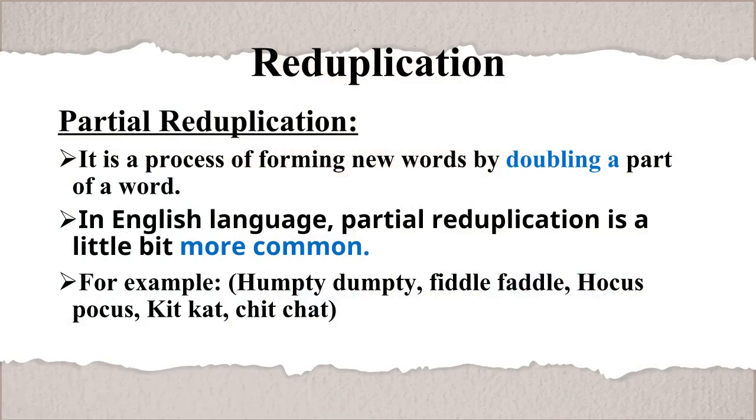And the second type is partial reduplication. It is a process of forming new words by doubling a part of a word. In the English language, partial reduplication is a little bit more common. For example, Humpty Dumpty, Fiddle Faddle, Hocus Pocus, Kit Kat, Chit Chat. In all these words, it can be seen that besides the first letter sound, the rest of the sounds are the same in the repeated words.